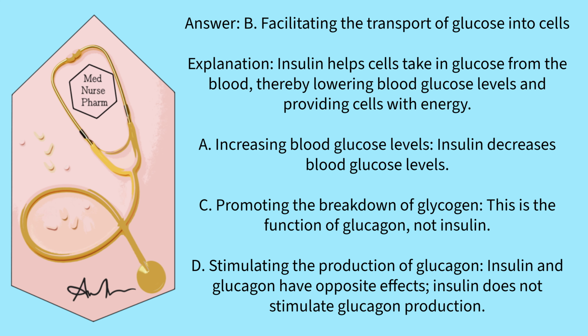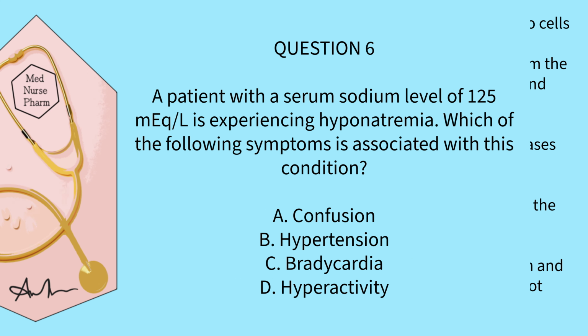If you chose option B, you are correct, facilitating the transport of glucose into cells. Insulin helps cells take in glucose from the blood, thereby lowering blood glucose levels and providing cells with energy.